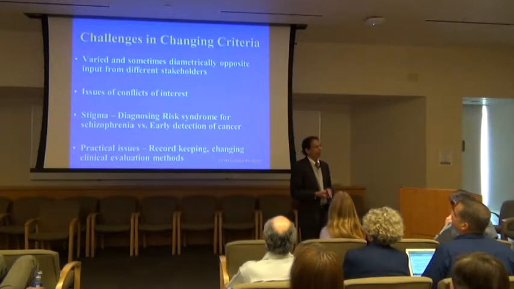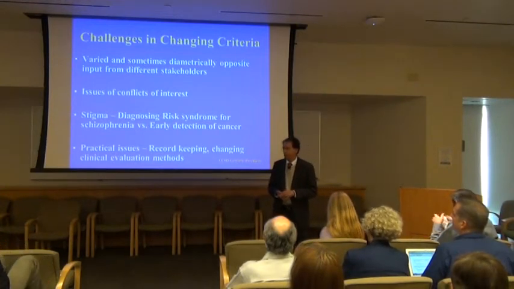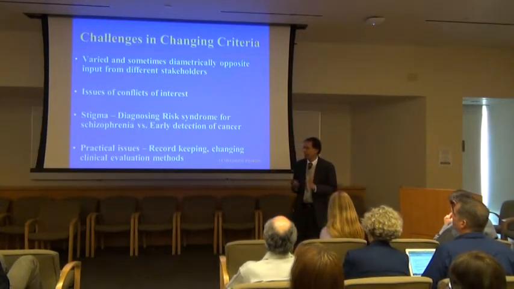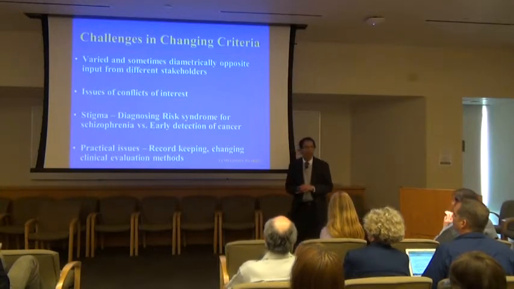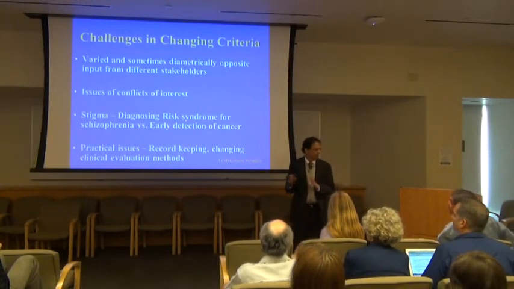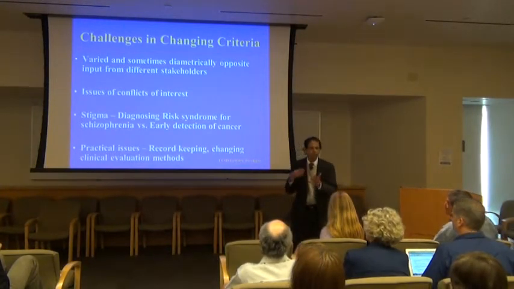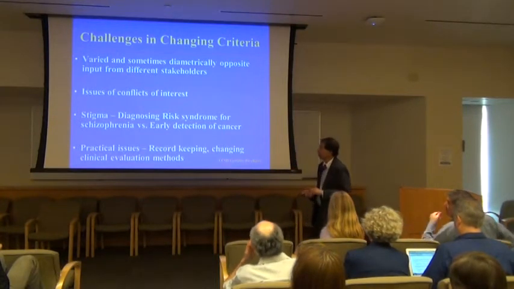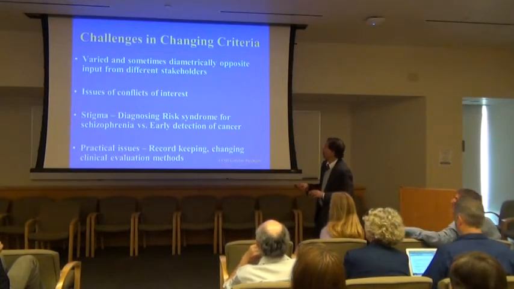When you talk about diagnosing schizophrenia early, all hell breaks loose. They would say, how can you label somebody when you don't know whether the person will develop schizophrenia, and so on and so forth. So that's where the stigma comes into play. And there are practical issues.